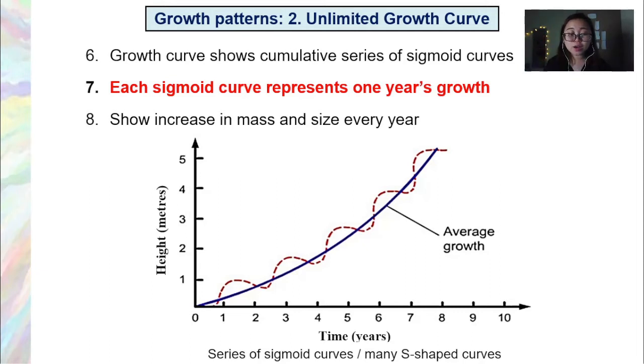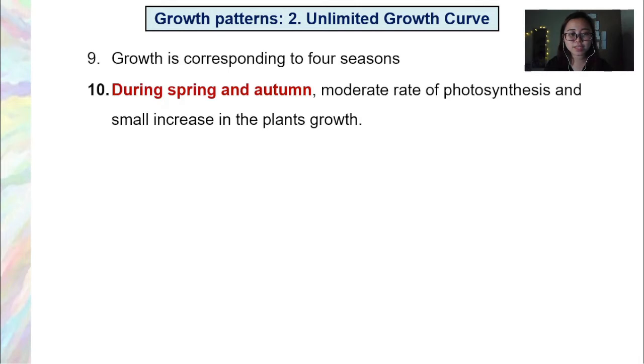Okay? Data untuk sigmoid curve ini mungkin setiap bulan atau setiap minggu kita pergi sukat. Tapi kalau kita ambil average untuk 1 tahun tu berapa tinggi dia meningkat, then you can get the data for the blue line. The growth in unlimited growth curves is corresponding to 4 seasons. During spring and autumn, you have moderate rate of photosynthesis and small increase in the plant growth.